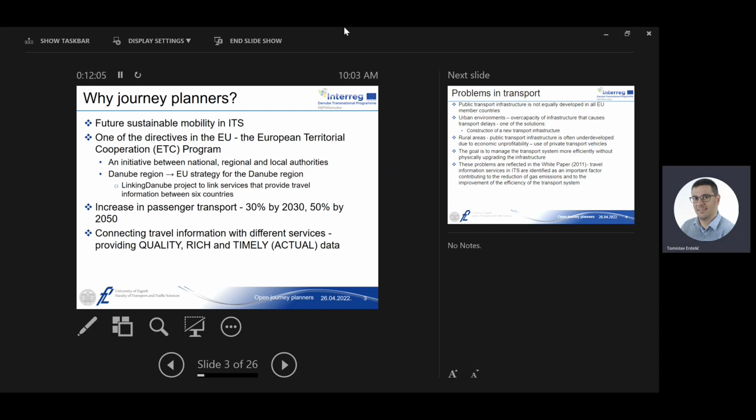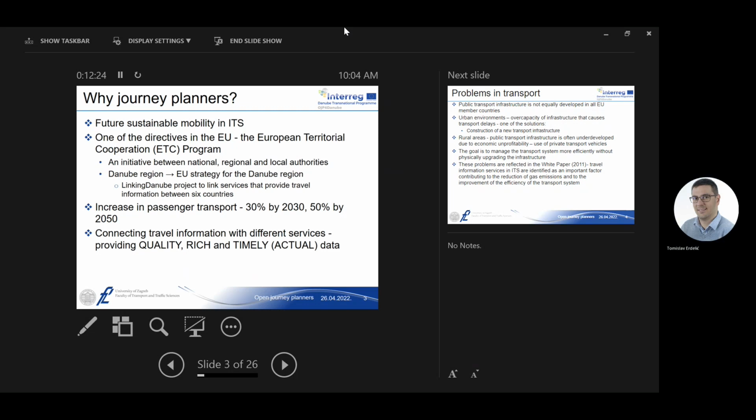And the last one is to connect the travel information within different services. This means how to connect travel information that the local journey planner in Zagreb provides with the travel information that the local journey planner in Vienna or Žilina provides, and something like that. How to do that? That's the idea.